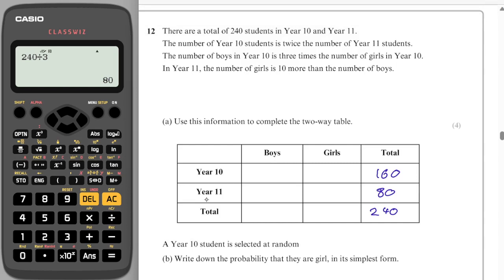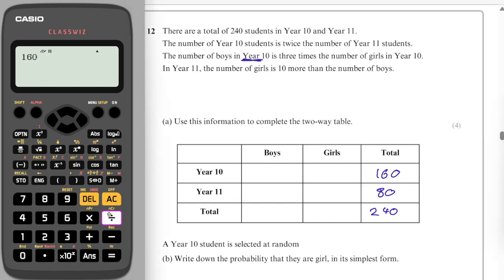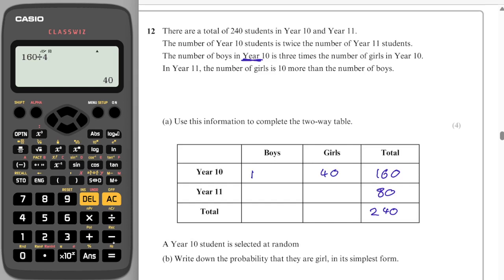The number of boys in year 10 is 3 times the number of girls in year 10. So if we take the number of students in year 10 and divide that by 4, then that means there are 40 girls and 120 boys.